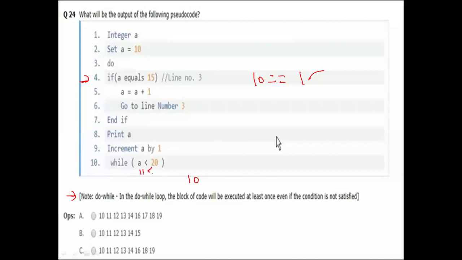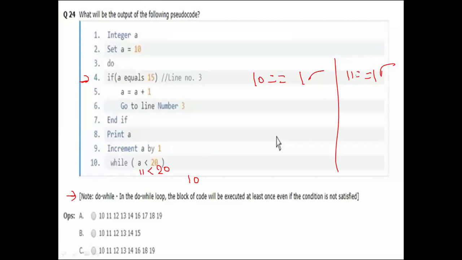When A is 11, I'll check the while. 11 less than 20, yes, so I'll go back. Once I'm going back, I'll check 11 equal to 15. Basically, just try to understand the flow. You don't need to trace until 20. Just understand how it is happening.